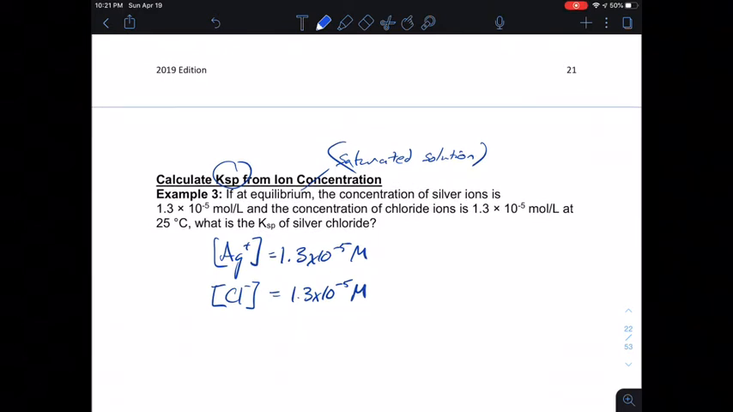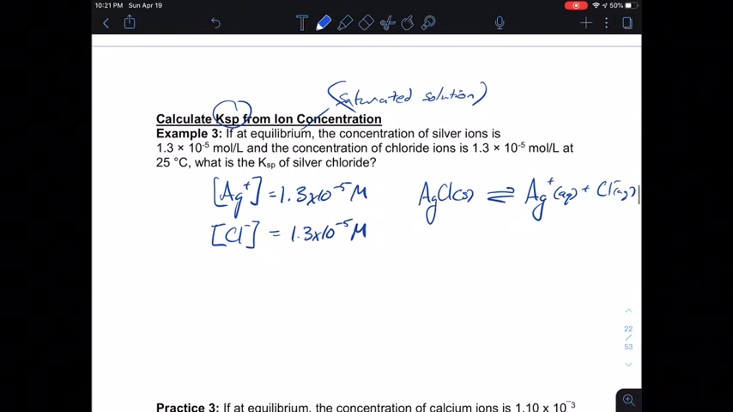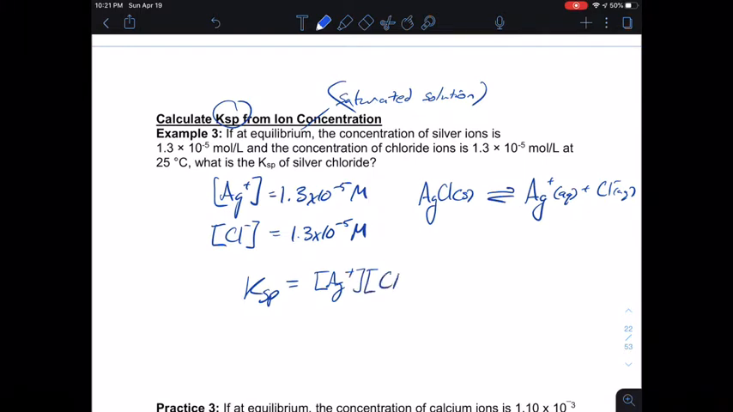Well, silver chloride will be like this. It's a solid, so I would expect you to be able to write out your expression here. And this is really just the flipped version of the net ionic equation we talked about last time. And we'll come back to that later. That's a little hint. So then we're going to create a KSP expression first so that we have something to punch in. And then we're going to punch those values in.